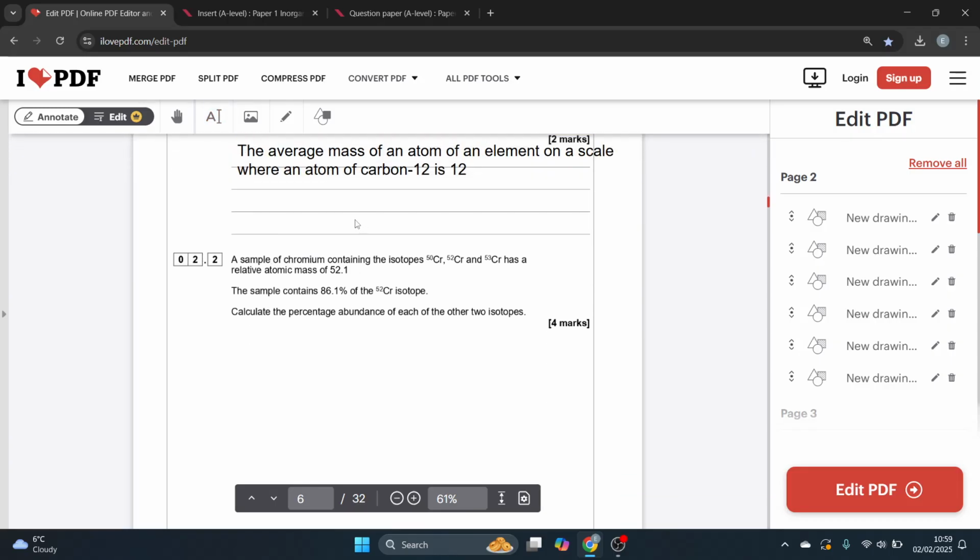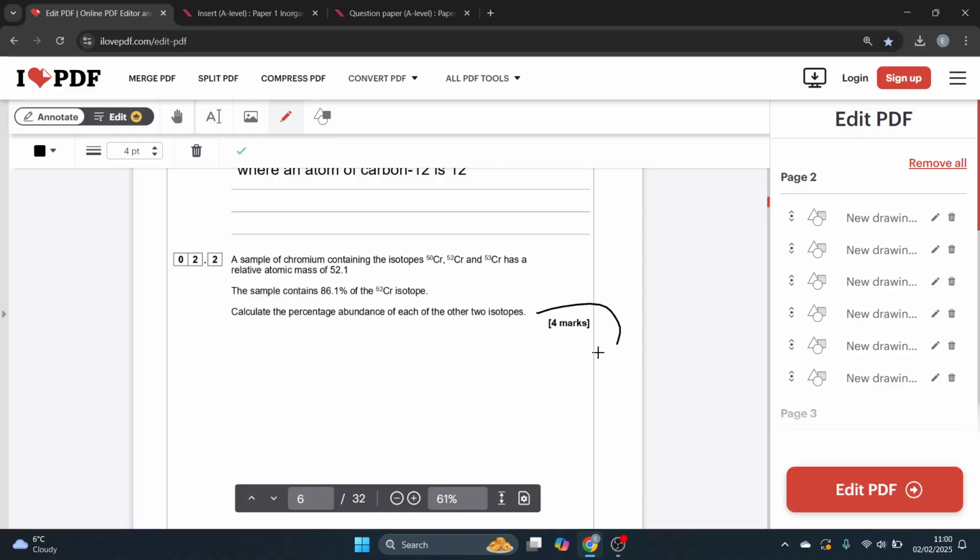2.2, a sample of chromium contains isotopes and has a relative atomic mass of that. Calculate the percentage abundance of each of the other 2 isotopes. This one's a very tricky one. You can see it's worth 4 marks. The first thing I would do is, I know the relative atomic mass, 52.1, and that's going to equal, and I also know the sample contains this much of the 52 isotope. So I can say 52 times 86.1.